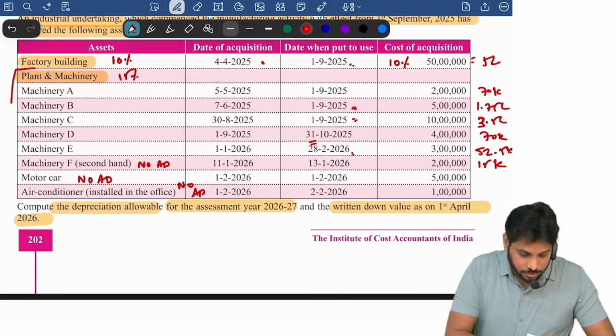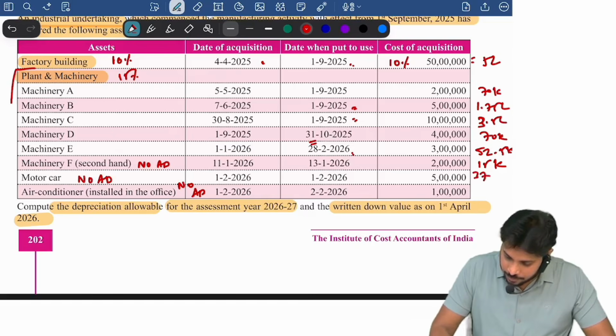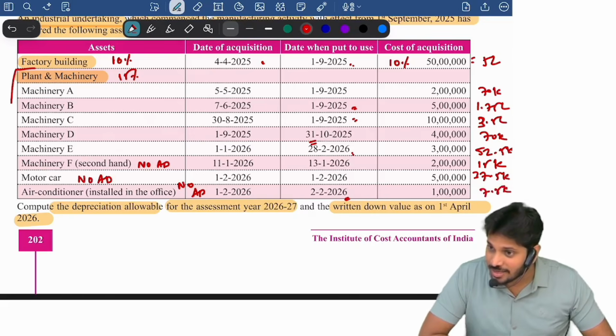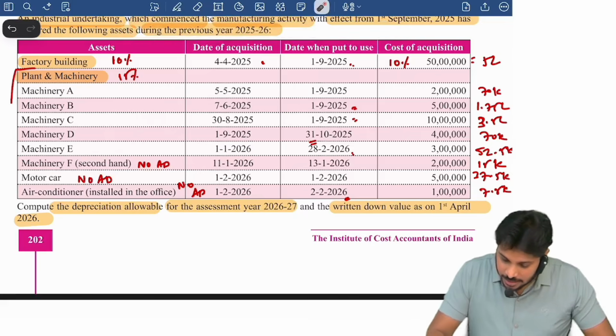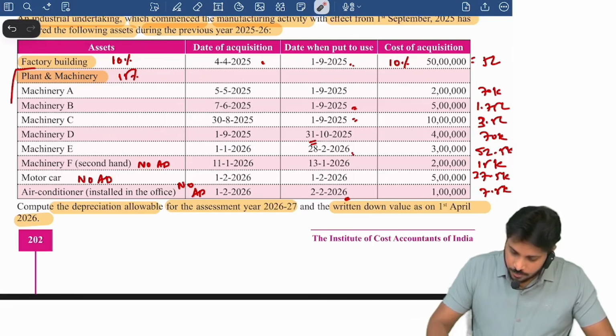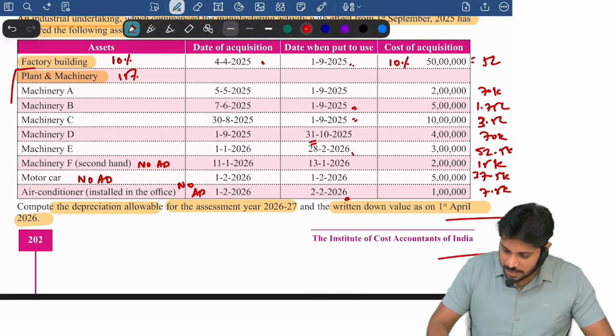5 lakh into 7.5%, 37,500. 1 lakh into 7.5%, 7,500. Am I right? In these three cases only normal depreciation, less than 180 days, therefore half rate. Next, what is the total depreciation on plant and machinery?